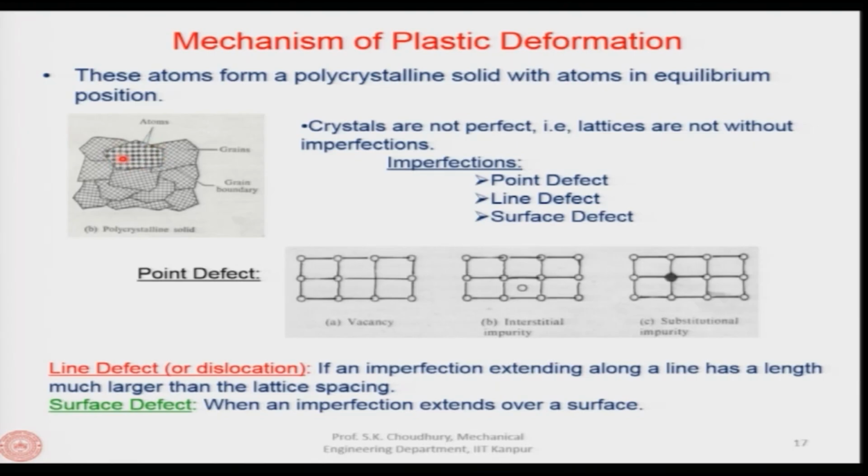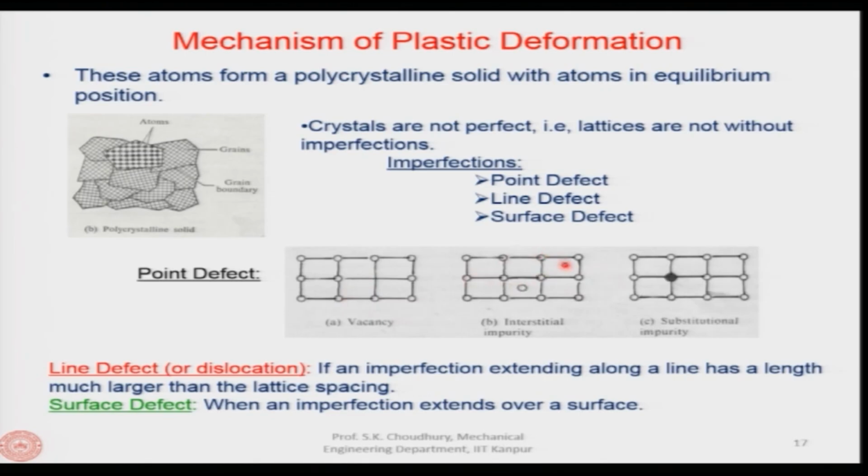So, what are those imperfections? These are the imperfections, known as the point defect, line defect and the surface defect. Let us take an example. The point defect is something like, for example, in a lattice structure there is one atom missing. All right. Here you can see there is no atom. So, this is called a defect or imperfection, and this defect is called the point defect, known as the vacancy, because there is one atom missing in the lattice structure.